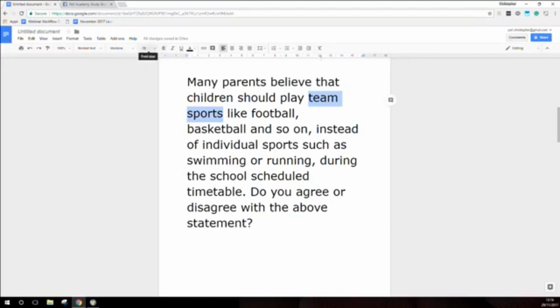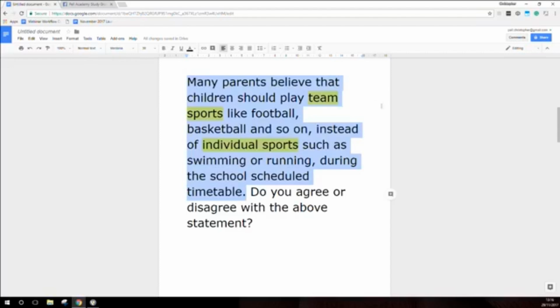Text color. Let's highlight. So a lot of people see team sports and individual sports, and what they will do there is they'll just talk generally about everything they know about team sports and everything they know about individual sports. And what they'll do is they'll turn an opinion essay into a discussion essay, and they won't actually take a position on this. So what we need to do is we need to understand this position first.